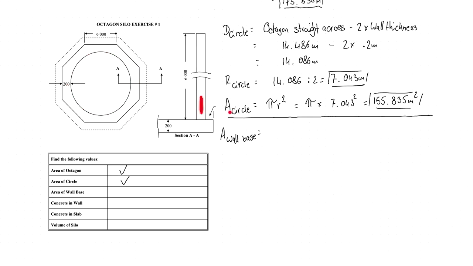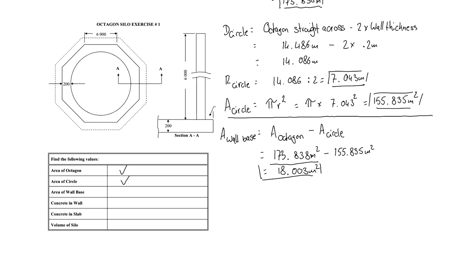So all we need to do is take the area of our octagon minus the area of our circle, right? We take the big minus the small, which gets us what's left in the middle. So area of our octagon, already figured that out, 173.838 meters squared, still an area, minus the area of the circle, just figured that out, 155.835 meters squared. And that gets us to 18.003 meters squared. That is the area of our wall base. Easy peasy. Very nice.